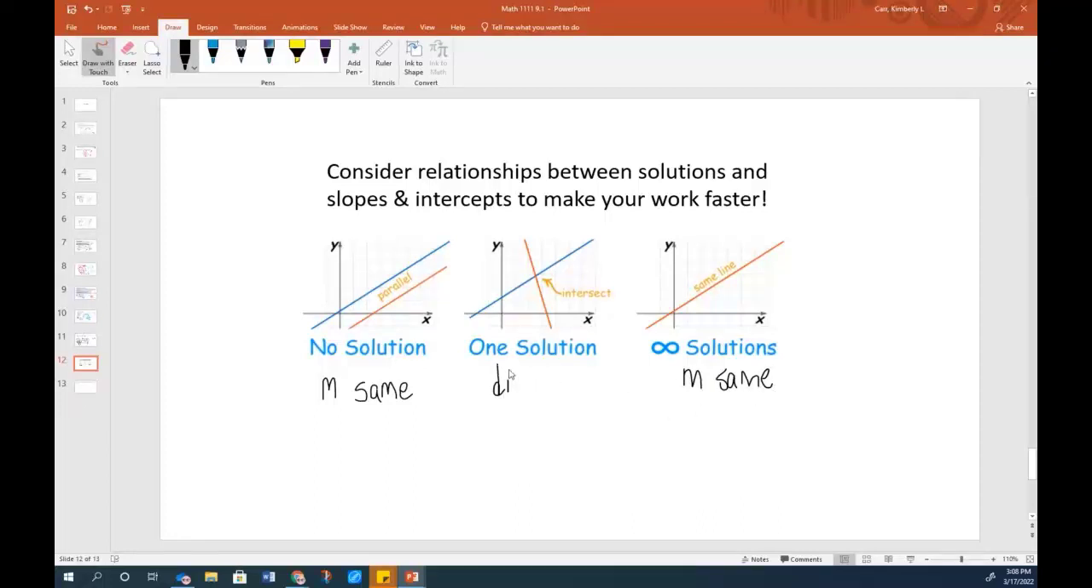However, the moment you get different slopes, you know you're going to have one solution. So different slopes tell me there's one solution. But now the same slope could either be parallel lines or the same line, so I could have no solution or infinitely many. However, if it's the same line, then it will also have the same y-intercept. And if it's a different line, it's going to cross that y-axis in a different place, so it would have a different y-intercept.